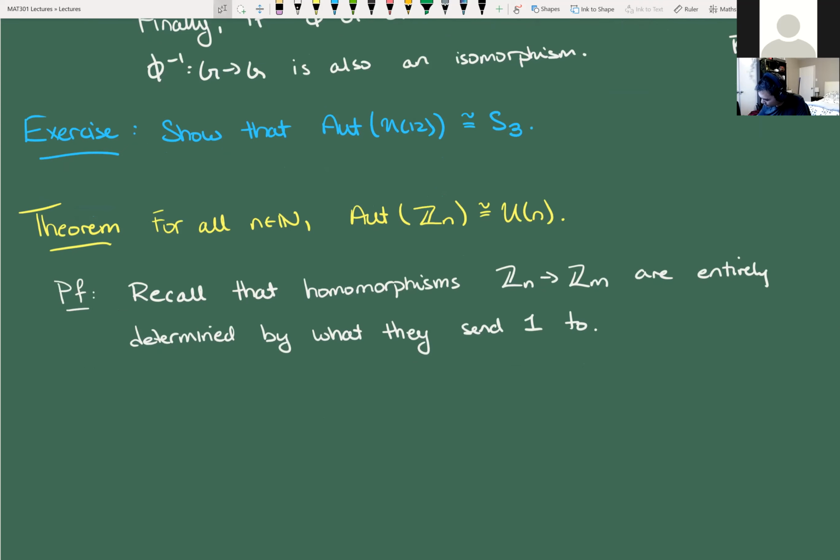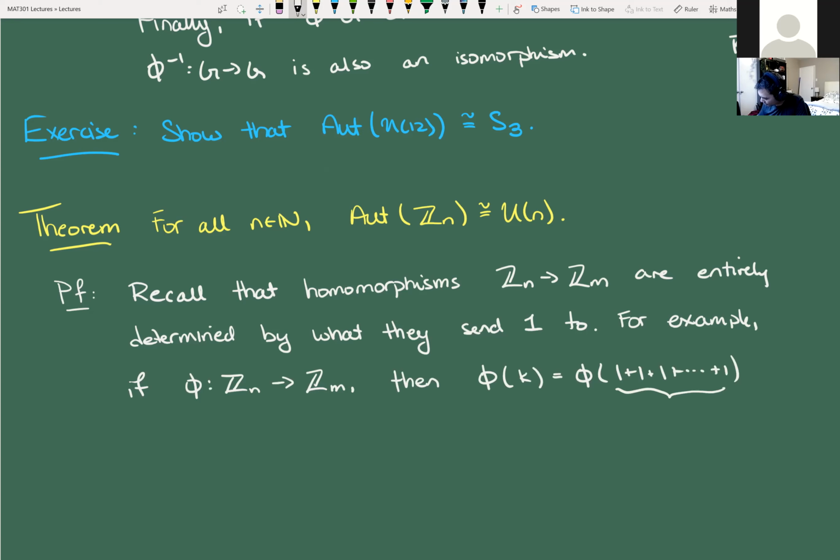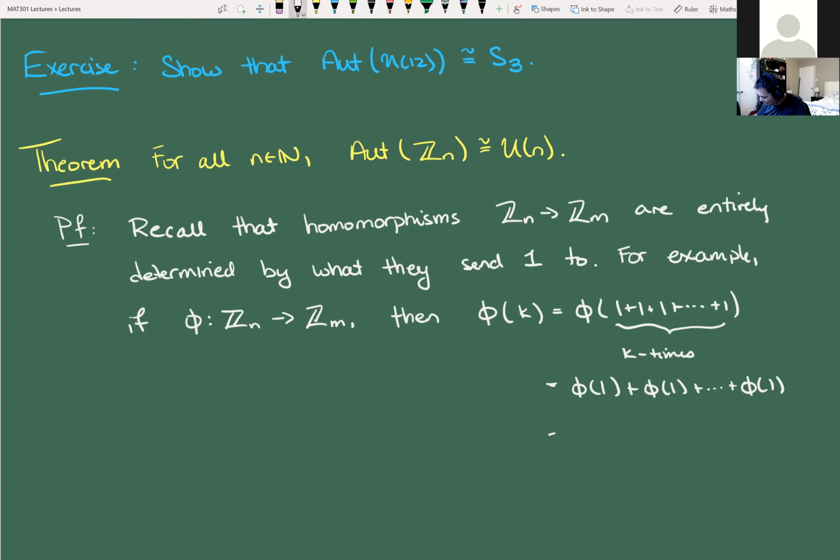And what I mean by that is, if we take a map phi and look at phi of k, it's phi of 1 added to itself k times. I wrote this exact thing last time, so this isn't crazy. I might have used different letters. Because it's a homomorphism, I can split it up like this, and that is precisely k times phi of 1, right? And this is true for all k in Zn. So this is what I mean by a homomorphism being entirely determined by what it does to the number 1.